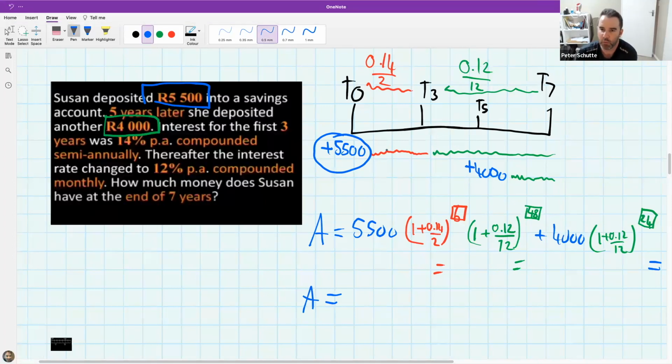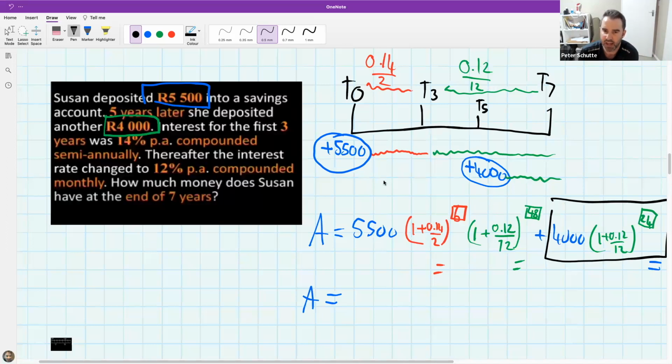Okay, and Paul, when I say on its own journey, it's going to be in the bank account, but it's so much easier to think about the 4,000 arriving on the scene after 5 years, and all it does is grow for those 2 years. So all the maths you have to do for the 4,000 is handled over here.